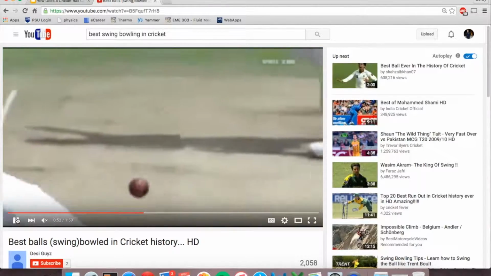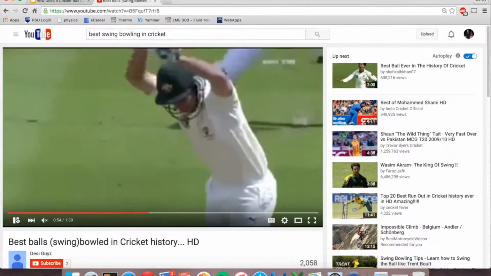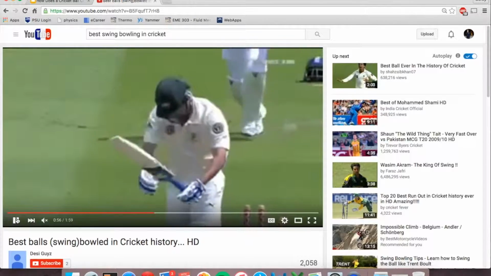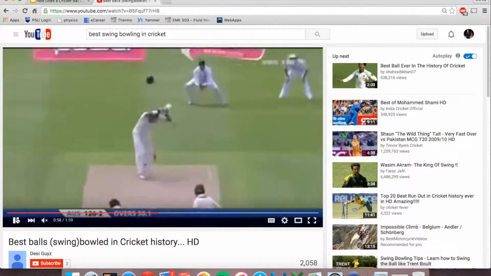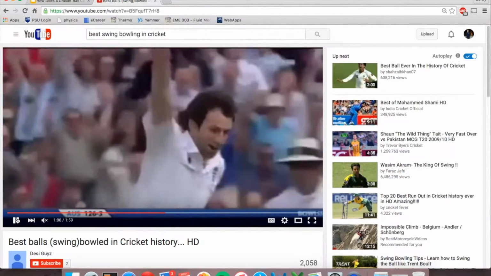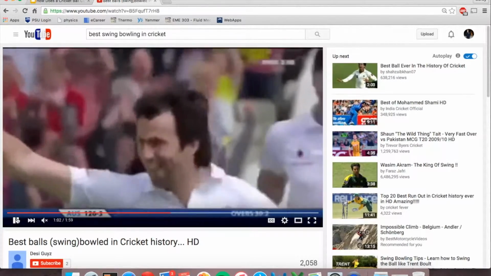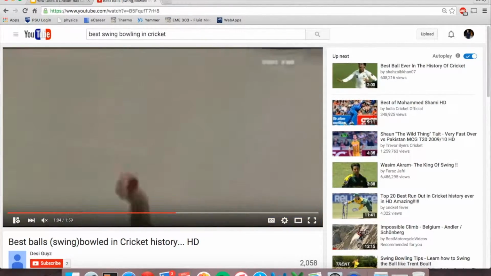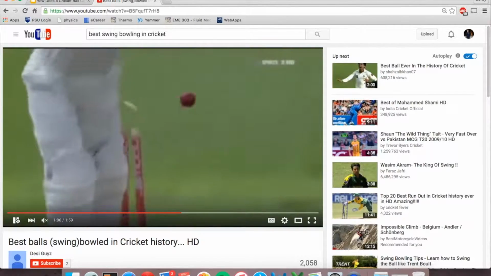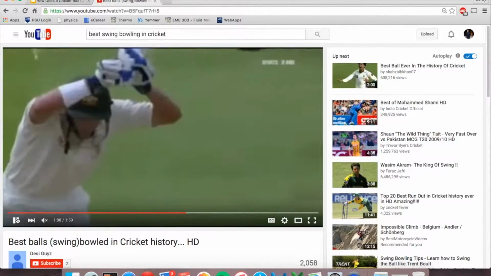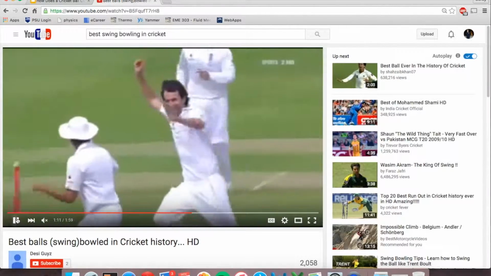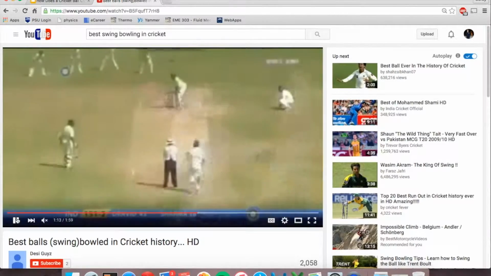So what we're watching here is the ball move in the air. Swing bowling usually does its best work 20 or 30 overs into the match, because you usually replace the ball every 40 overs. Otherwise the ball gets a little bit too banged up, a little bit mushy and hard to hit and hard to bowl with.